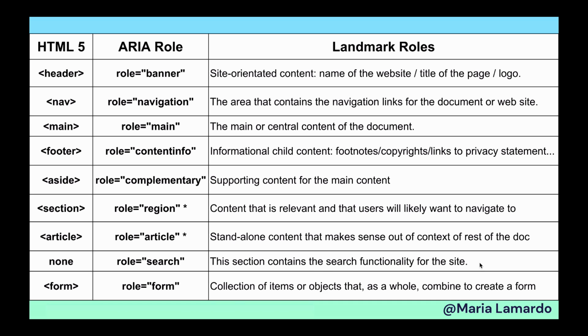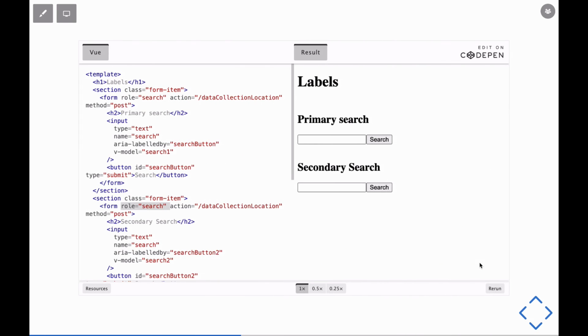So let's go back to our example and see how this is picked up by screen readers. I'm going to turn on my screen reader, and I'm going to turn on something called the rotor tool.